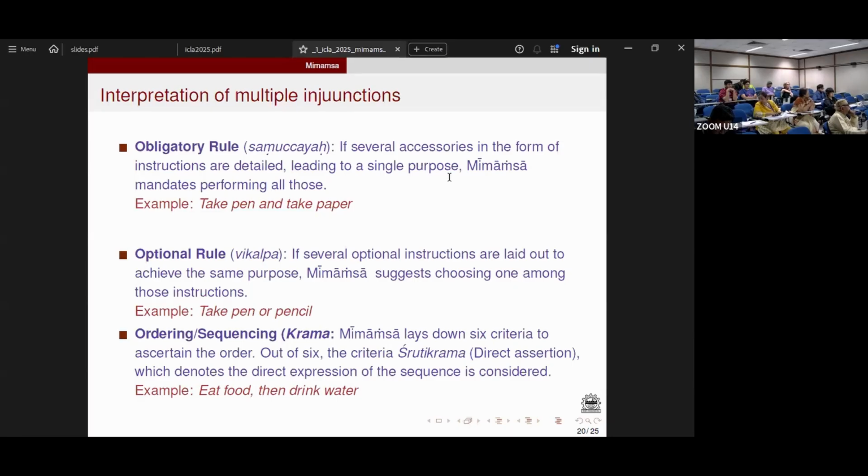That example that he gave, right, that you have to perform the Agnihotra sacrifice in the morning or in the evening. One says in the morning, one says in the afternoon, one says in the evening. So when do I actually have to perform it? Either of them. So that's a Vikalpa rule. It gives you an option of taking one or the other. So for instance, you say take pen or pencil to write. It doesn't mean you'll take pen and pencil to write, right?